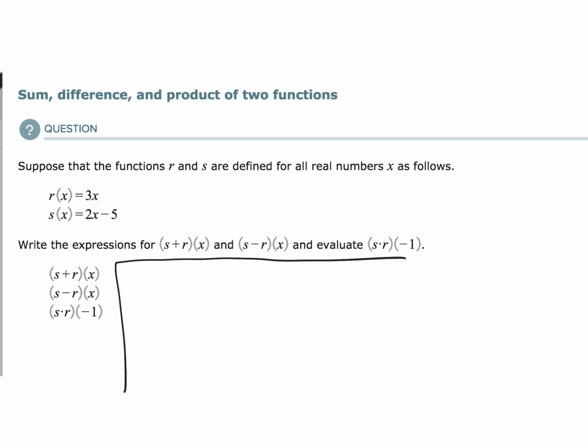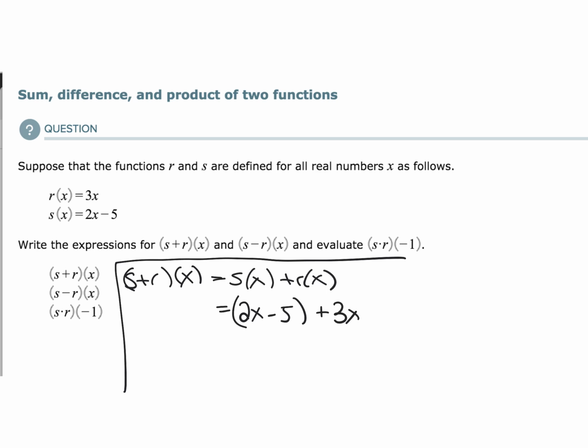So let's start with s plus r of x. s plus r of x is equal to s of x plus r of x. Well, what is s of x? s of x is exactly this, and r of x is exactly this. So what we're going to get is just 2x minus 5, that's my s of x, plus 3x. And I can drop my parentheses, there's nothing being multiplied. It's just addition and subtraction. So this becomes 5x minus 5. So that's all we need.